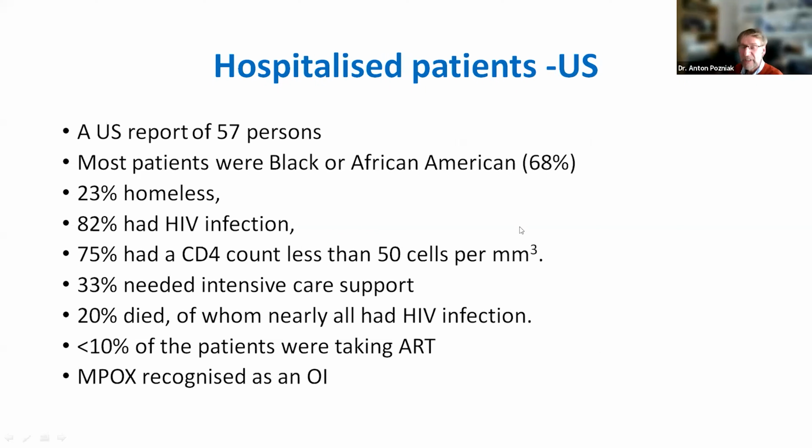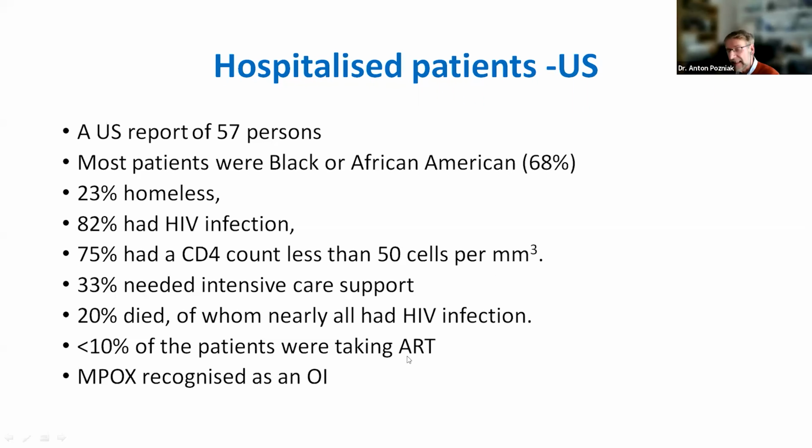Another US report recently, from last week, looked at 57 persons who were admitted to hospital. These were Black or African Americans mainly. Look at this, social factors in monkeypox: 23% were homeless. 82% of these 57 people in hospital had HIV, and most of these had less than 50 cells. A third needed intensive care. 20% died. Nearly all of them had HIV infection. And less than 10% of the people with HIV, that's about 40 patients, were taking antiretrovirals.